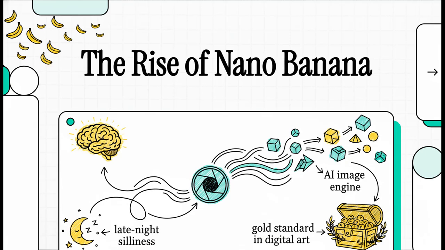You know, if you heard the name Nano Banana just a little while ago, you'd probably picture, well, a really tiny piece of fruit. But today, that name belongs to one of the most powerful AI image engines on the entire planet. So let's get into it. This is the wild story of how a little bit of late-night silliness became the new benchmark for digital art.